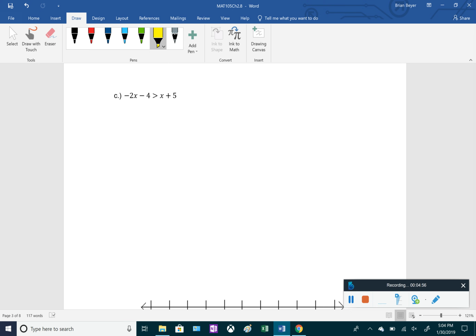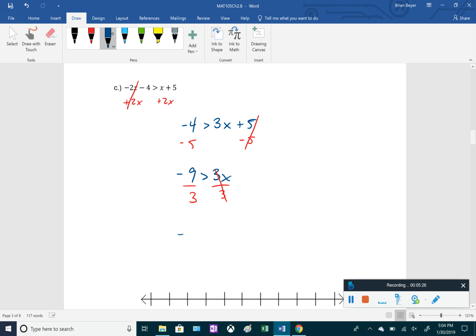For this one, just for the sake of doing it a little bit differently, I'm going to get the variables on the right-hand side, which means I'm going to add 2x to both sides. So we're going to get negative 4 greater than 3x plus 5 from the x plus 2x. Then I'm going to subtract 5 on both sides and get negative 9 greater than 3x. Divide both sides by a positive 3, and we get negative 3 greater than x.